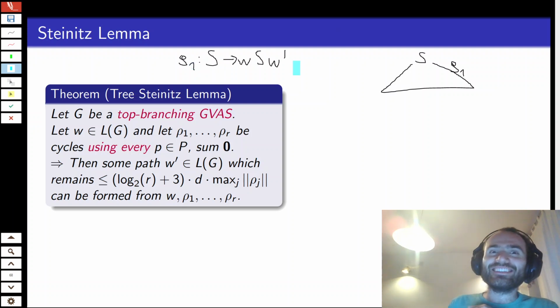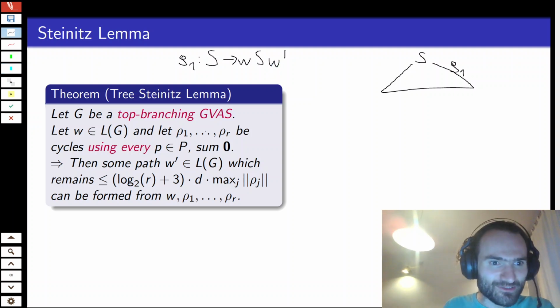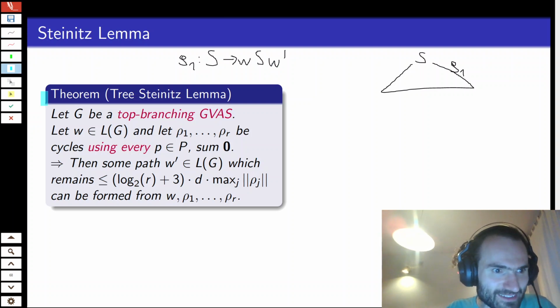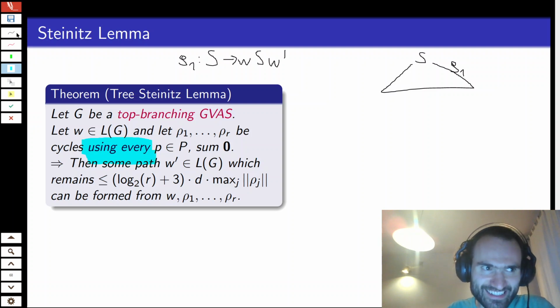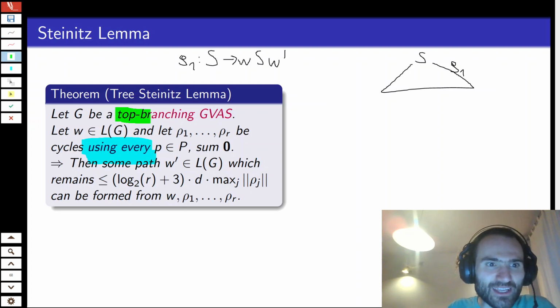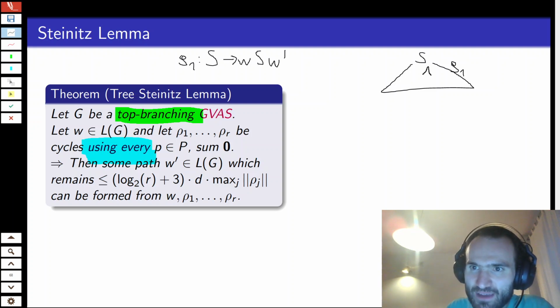Okay, so we use the first cycle, and now we come to the first crucial part. So we said these cycles have to use every production, and for these it's actually necessary that they use every production. Okay, why is this? Well, it uses every production and we are top branching. So this means there has to be some production in here that takes some A from the top SEC and produces A prime and A prime prime.